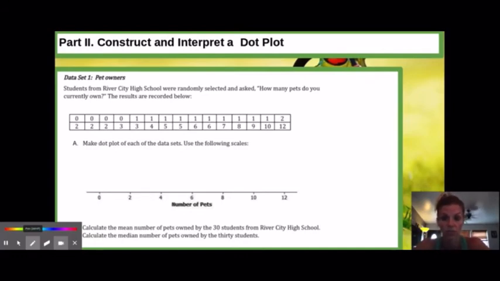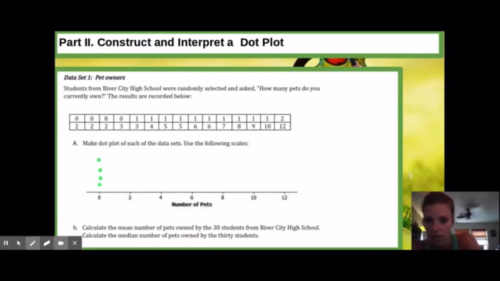So what we do, you see there's 4 zeros. So I'm going to put 4 dots above 0. 1, 2, 3, 4. There is 1, 2, 3, 4, 5, 6, 7, 8, 9, 10 ones. So where the 1 would be, we're going to put 10 dots. There's 4 twos. There's 2 3s, 1 4, 2 5s, 2 6s, 1 7, 1 8, 1 9, 1 10, 1 12. That's it. That's a dot plot.